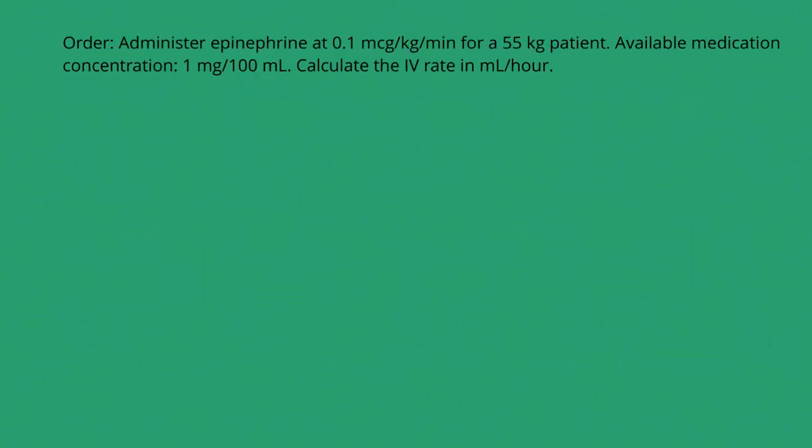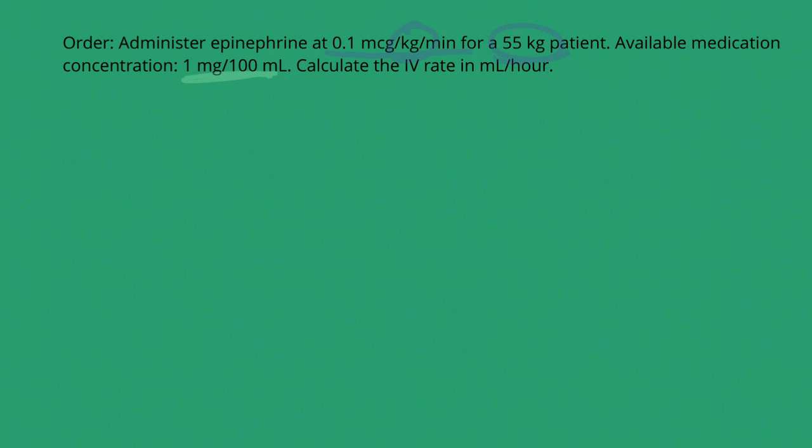And now for our final practice question. Here we have an order for epinephrine, 0.1 micrograms per kilogram per minute. That's our order and that weight-based order, so we need the patient's weight. Our available medication concentration is 1 milligram through 100 milliliters. So that little 100 milliliter bag has 1 milligram of epinephrine in it. We're going to calculate the rate in milliliters per hour.